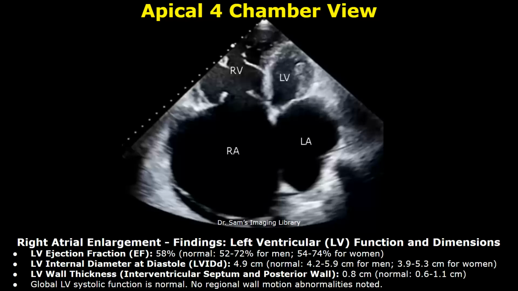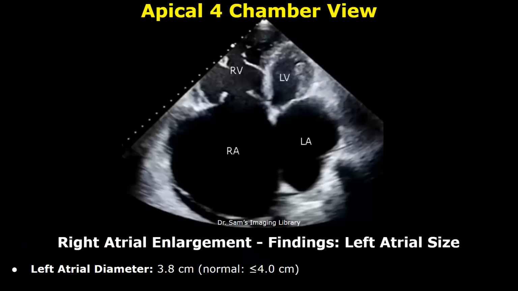LV wall thickness is 0.8 centimeters. Global LV systolic function is normal. No regional wall motion abnormalities noted. So the left heart function and dimensions are normal. The left atrial diameter is 3.8 centimeters, which is also normal.